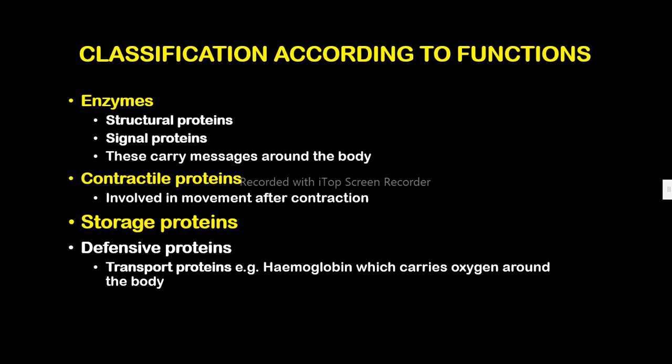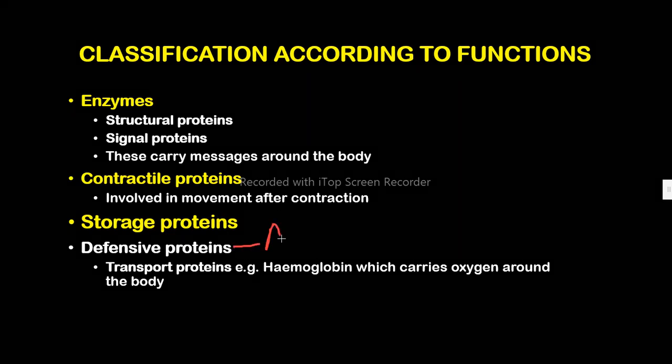Then we have defensive proteins, such as antibodies. Now antibodies, they are real proteins, and they do defend your body against external pathogens. So this is really good. Imagine if your body cannot produce antibodies, I don't know how life would be. So these antibodies, they really defend our body.